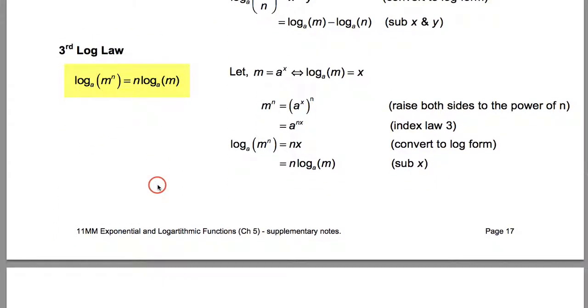The third law involves powers. Log base a of m to the power of n is equivalent to n times log base a of m. So in other words, what happens here is that the power just gets brought down to the front of the entire expression.